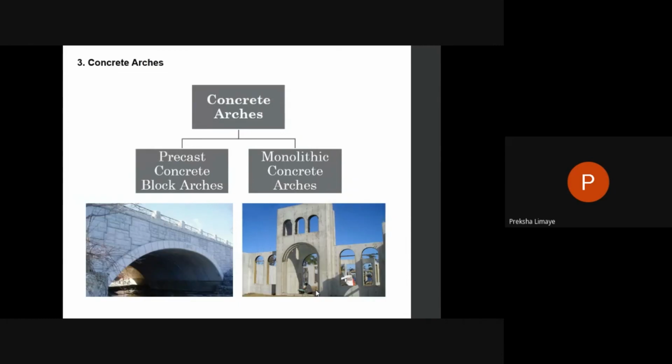Third, concrete arches. Concrete arches are of two types: precast concrete blocks and monolithic concrete arches.